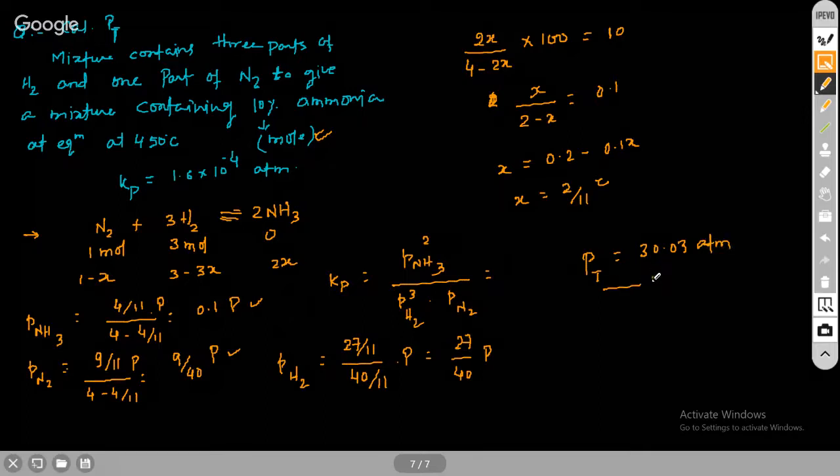So a little bit of calculation you have. What I'll suggest, if you get this kind of question with this kind of calculation, you should leave it for the last. If in the end you have 10-15 minutes left, then you can solve this calculation and get the answer. So 30 atmospheres is the right answer.